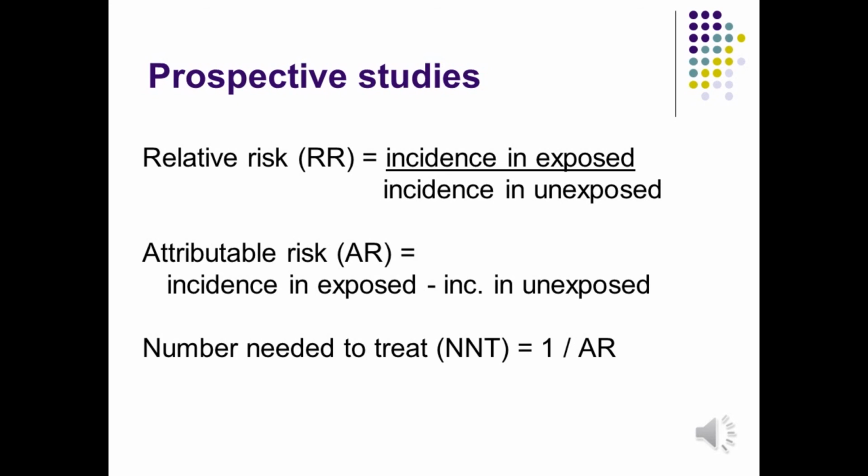Attributable risk, you subtract them. You take the incidence in the exposed, you subtract out the incidence in the unexposed. What that leaves you with is the incidence in the exposed that's attributable to that particular risk factor. And then the number needed to treat, which is just 1 over the attributable risk. So that tells you how many people need to be treated or exposed to develop one outcome, or treated to develop one effect.